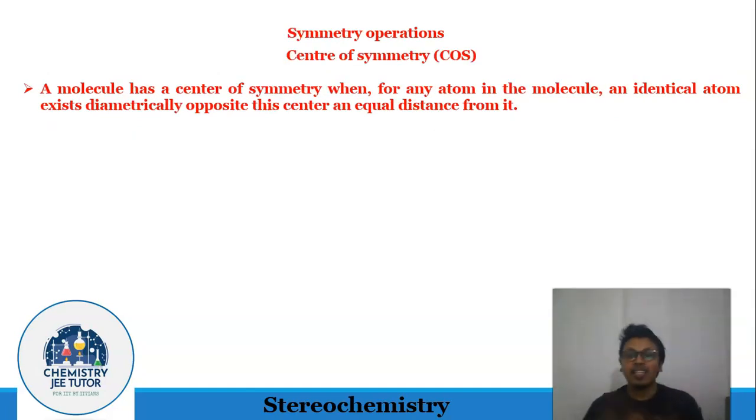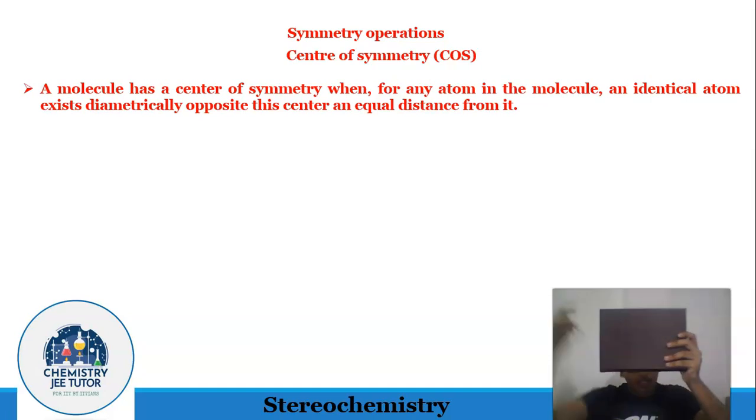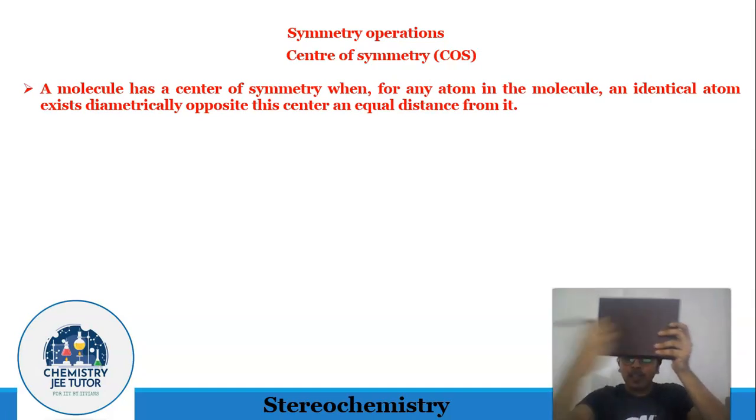First of all, I start with the easiest one, center of symmetry. What does it state? A molecule has a center of symmetry when for any atom in the molecule, an identical atom exists diametrically opposite that center and at equal distance from it. What do you mean? Suppose you have a football stadium. These are the corners. I hope you have watched football, everyone. So I say this is the center where the kick starts.